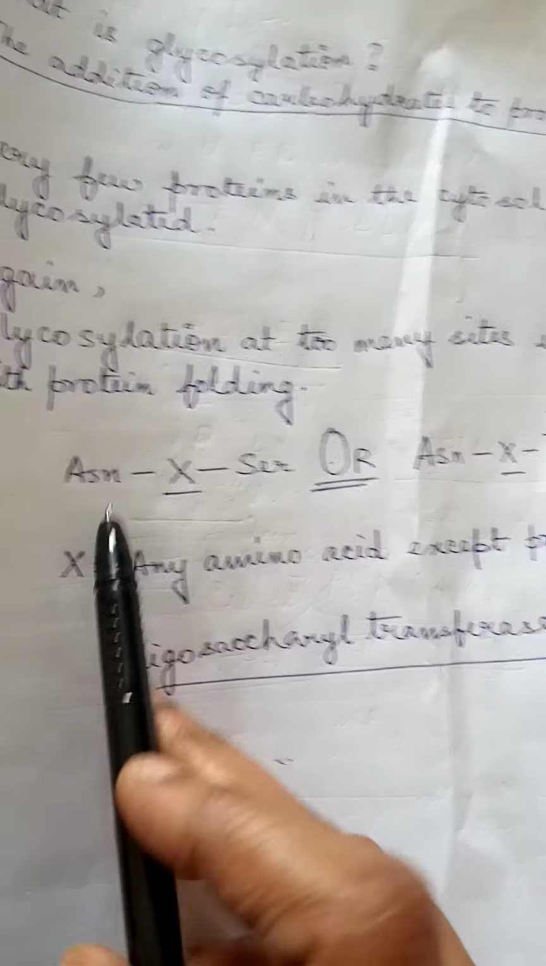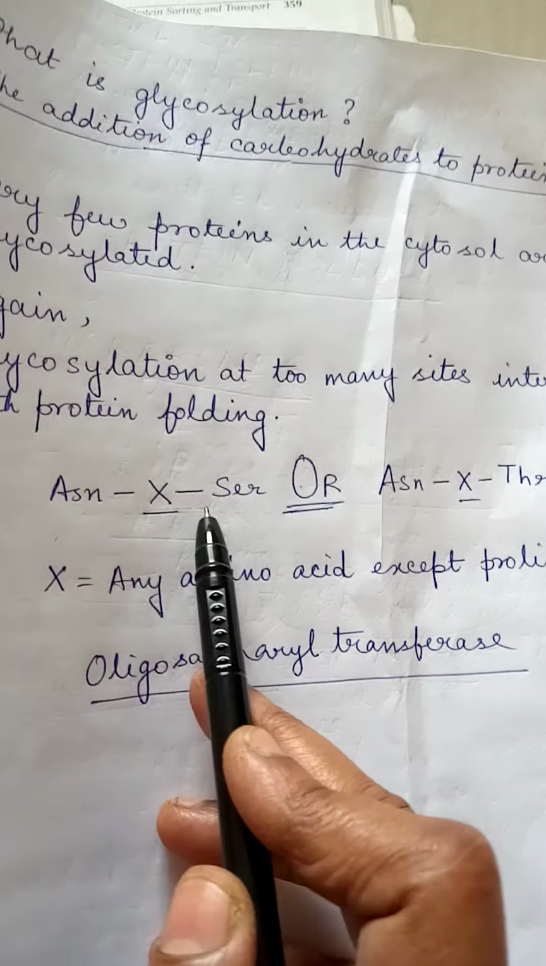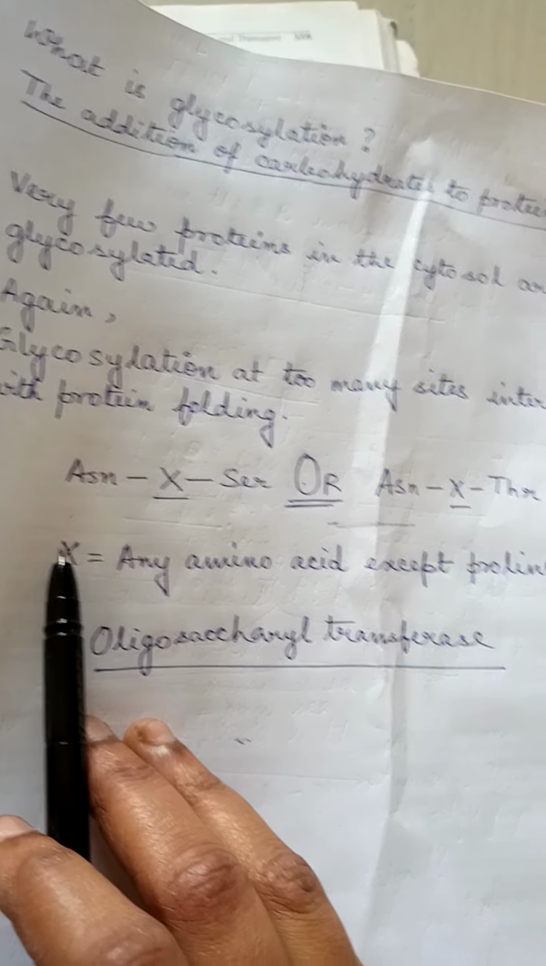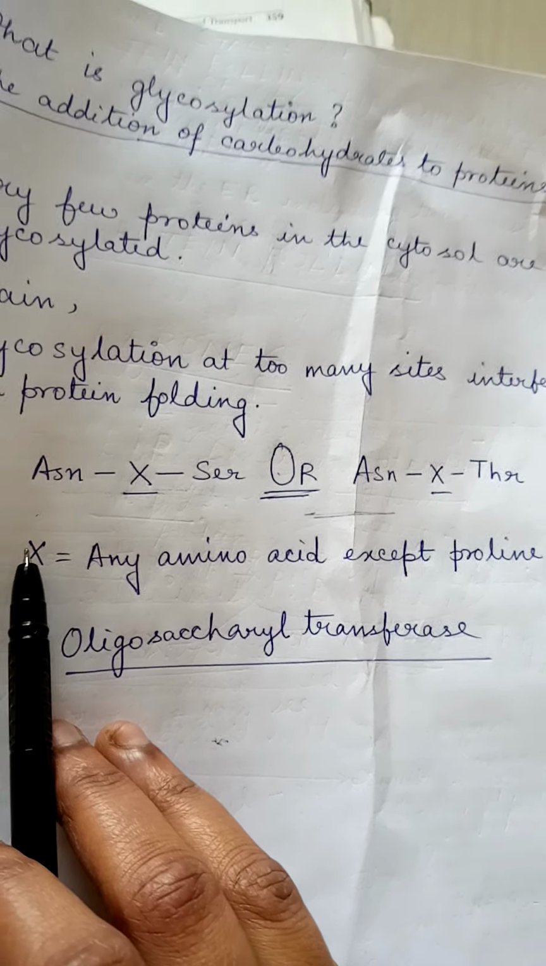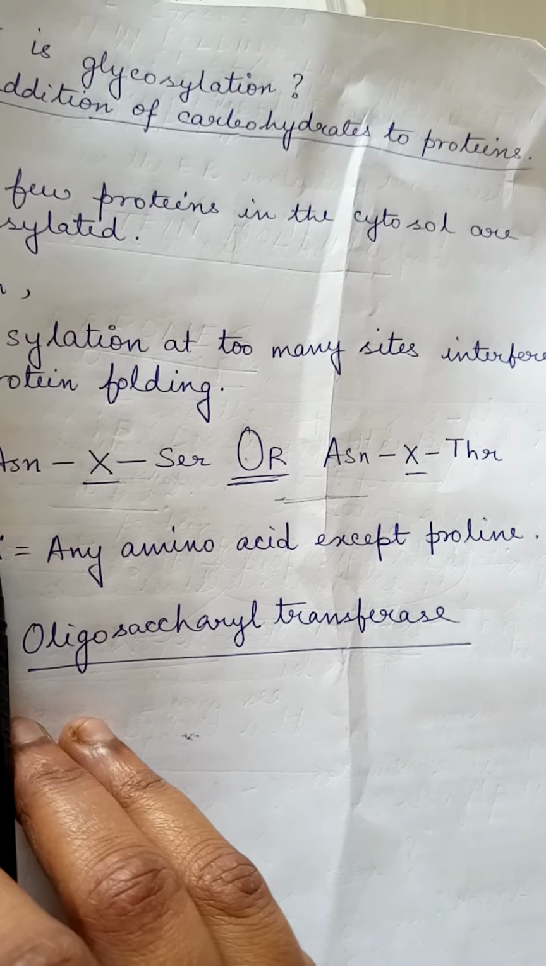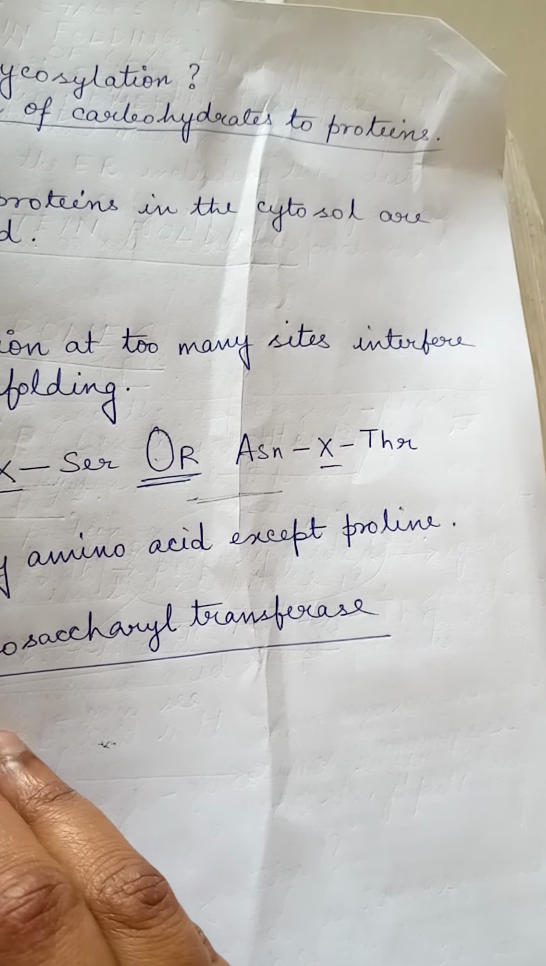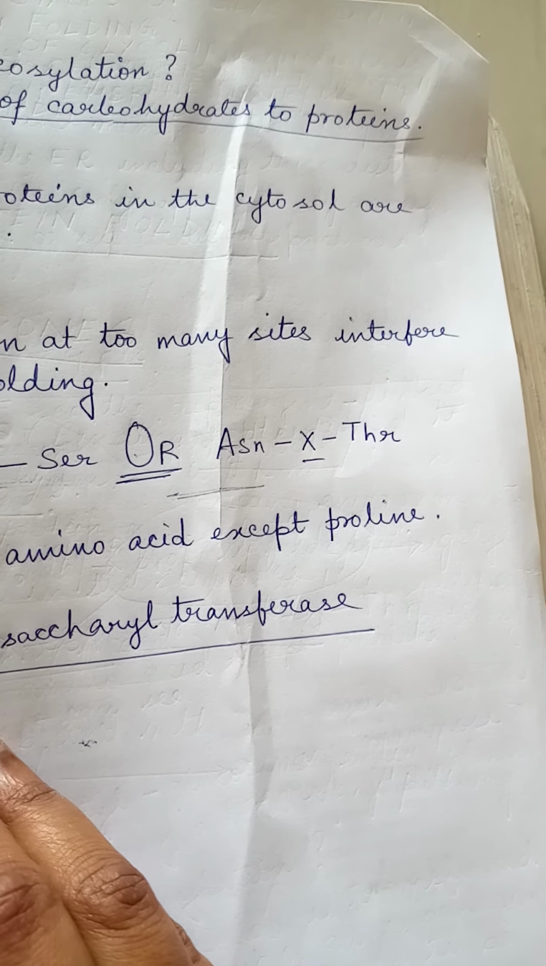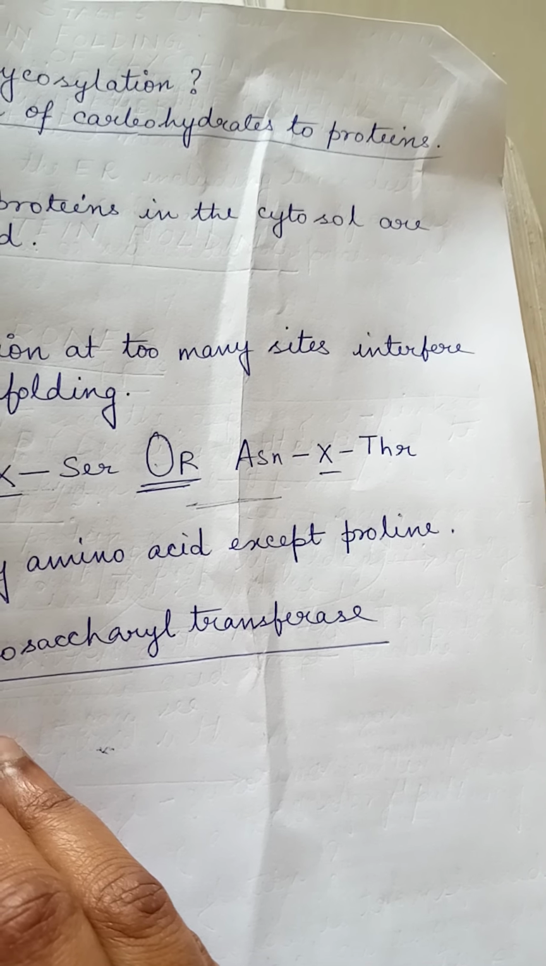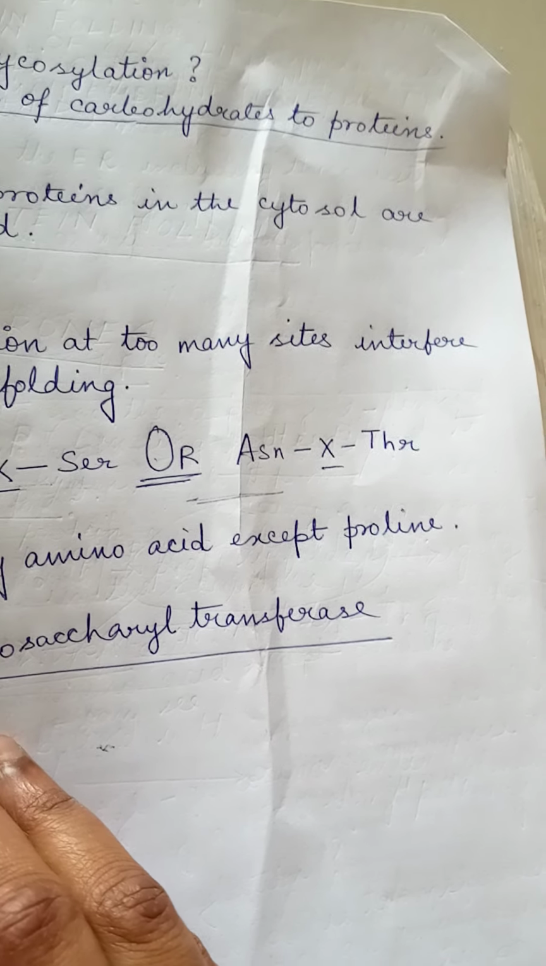Only proteins which are of this category and this category will undergo glycosylation. Means asparagine-X-serine or asparagine-X-threonine. What is this X? X stands for any amino acid except proline. They become glycosylated.